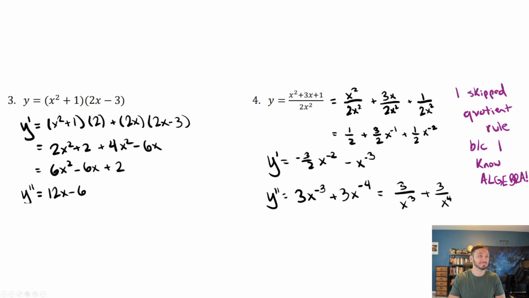3, 2, 1. So I guess I just did product rule, and I simplified it out, and I got this expression, 6x squared minus 6x plus 2.